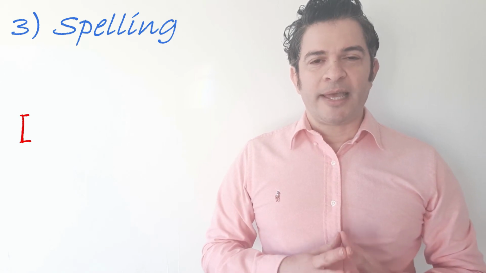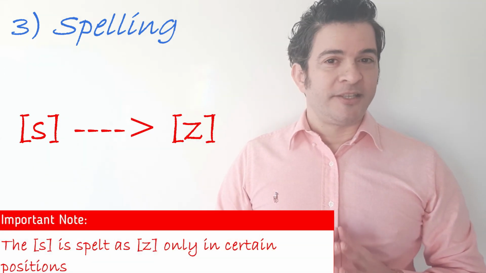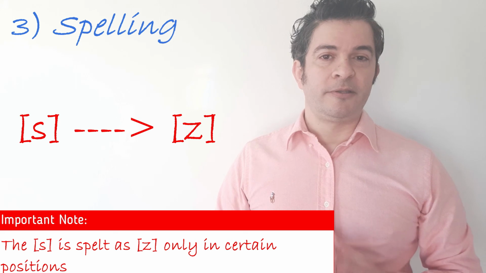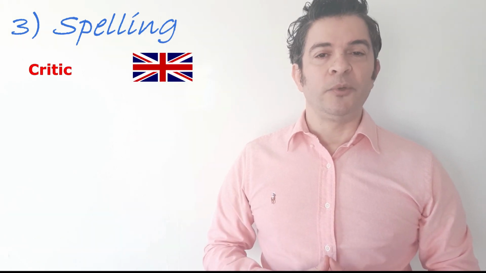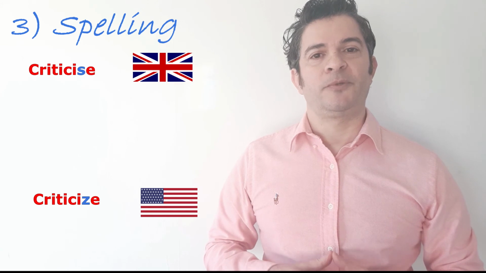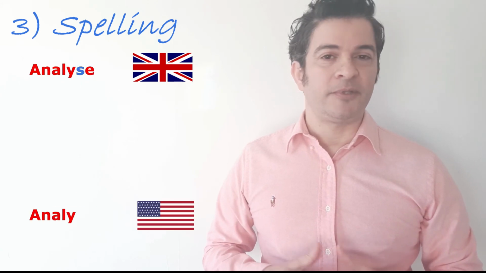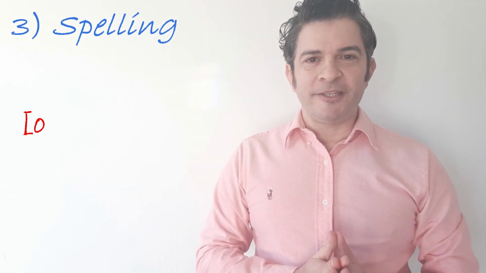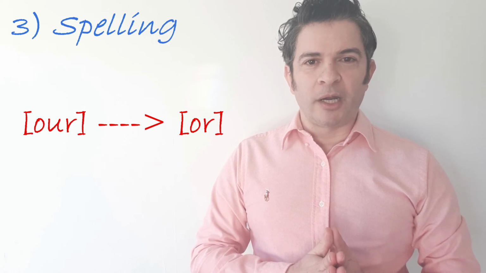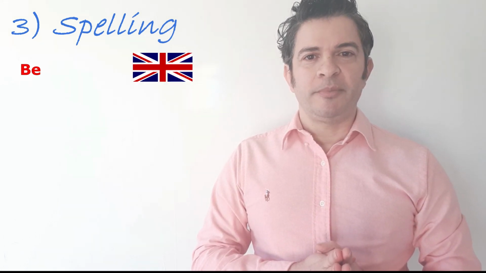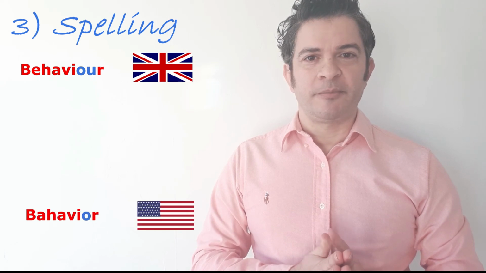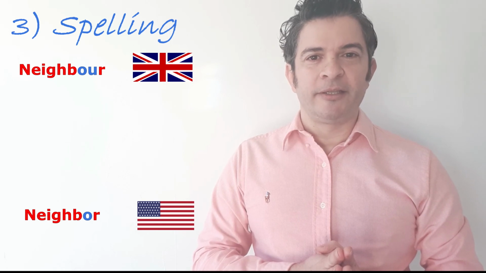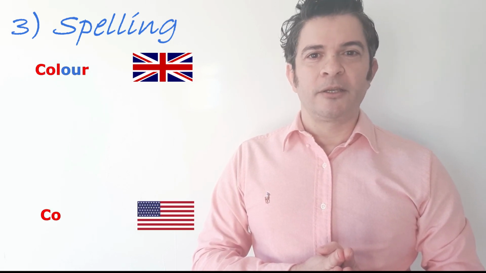The next type of difference is the spelling. The sound S is spelled as Z in American English. It's pronounced the same but spelled differently. So criticise with S is spelled criticize with Z. Analyse with S is spelled as analyze with Z. The next spelling difference is the OUR becomes OR in American English. So behaviour is spelled as behavior. Neighbour is spelled as neighbor. Colour is spelled as color.